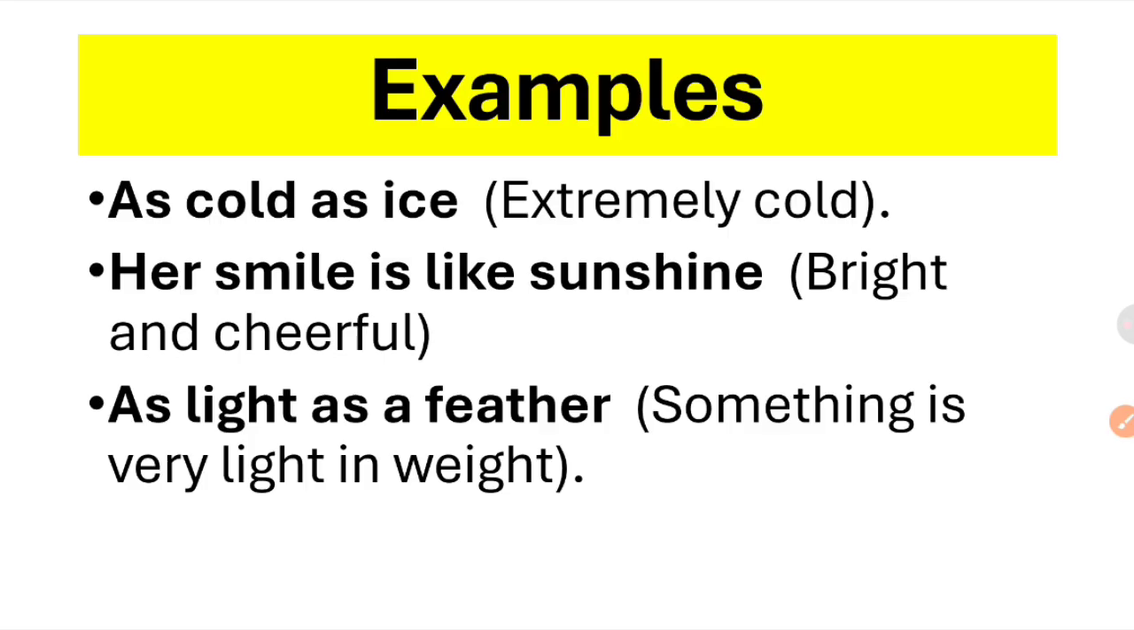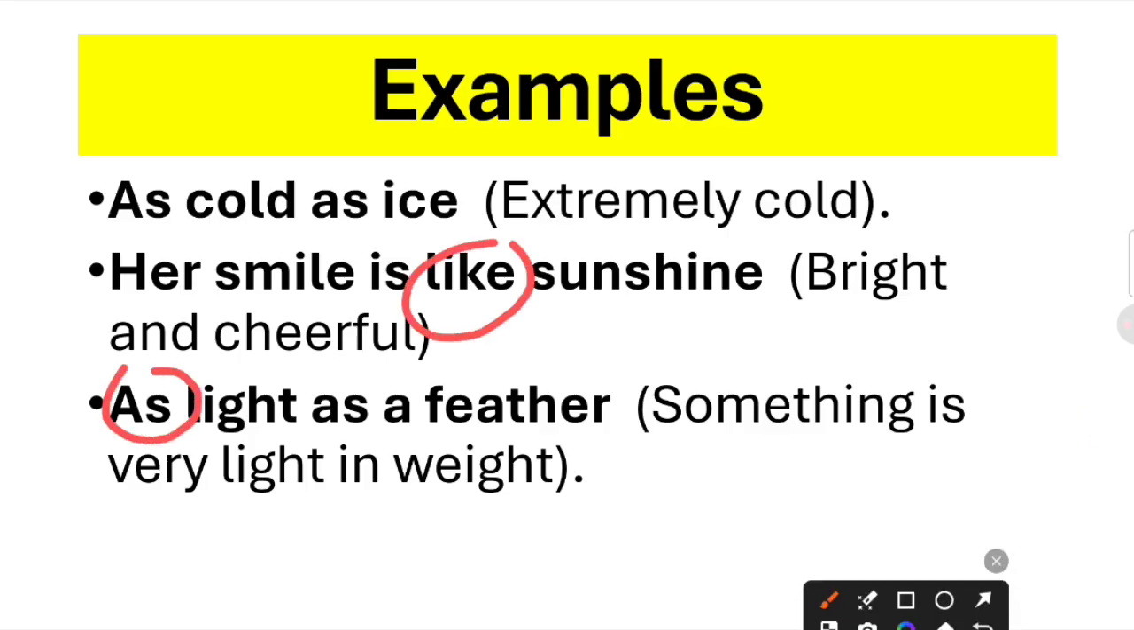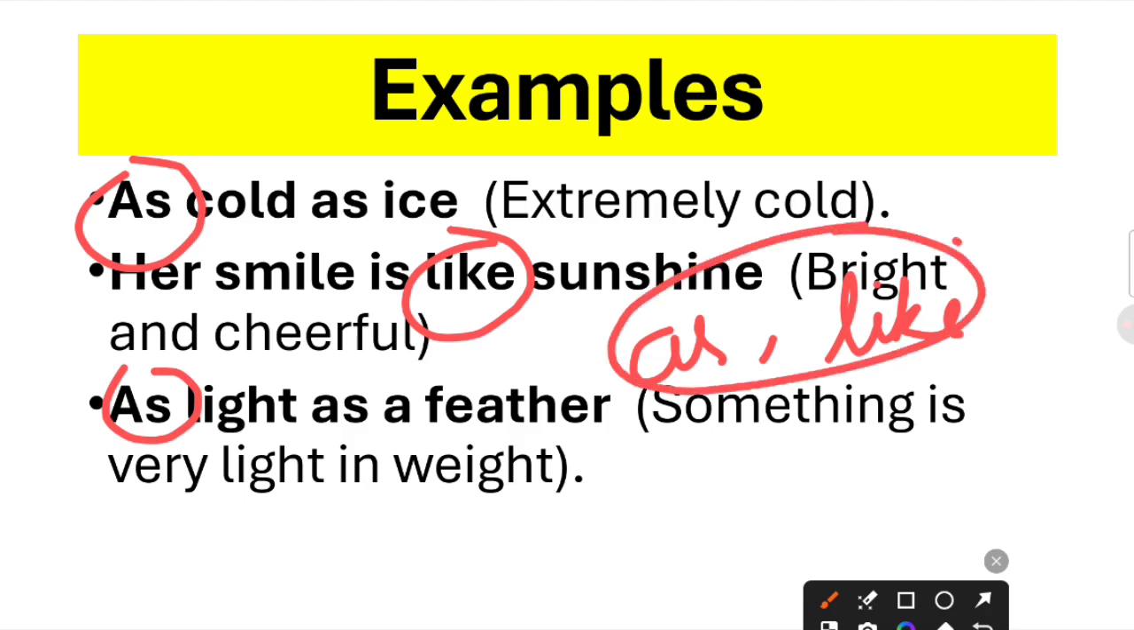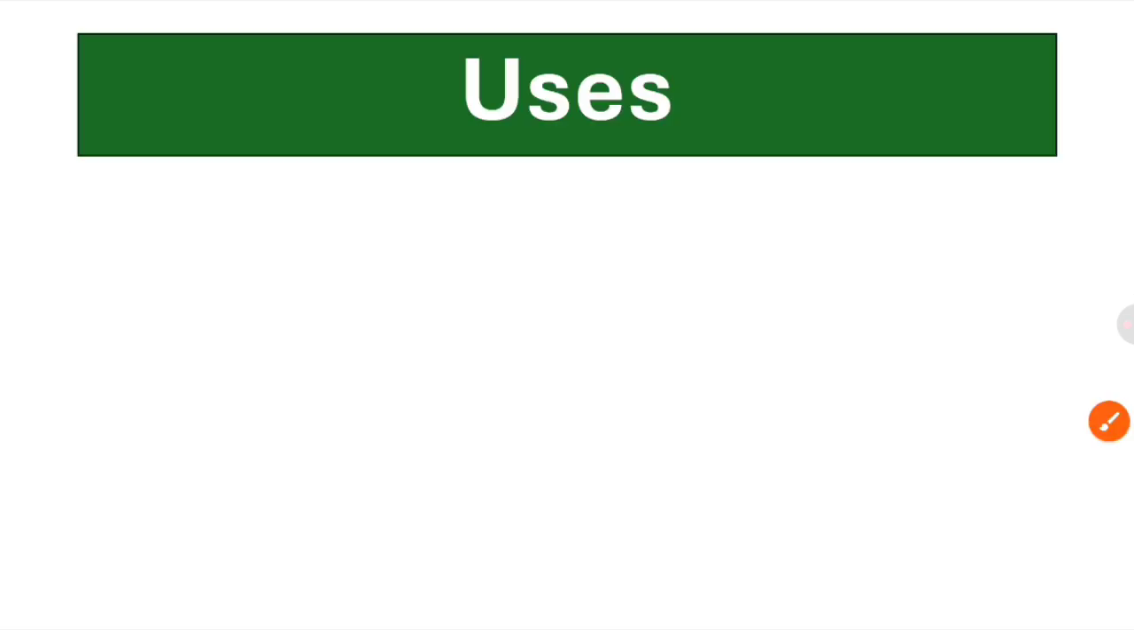Okay, so in this way you are using as, you are using like. As I told you, we use either as or like to compare two different things. So in this way you can use simile to convey something indirectly. Now what are the uses? Why do we use simile? Just to create imagery.